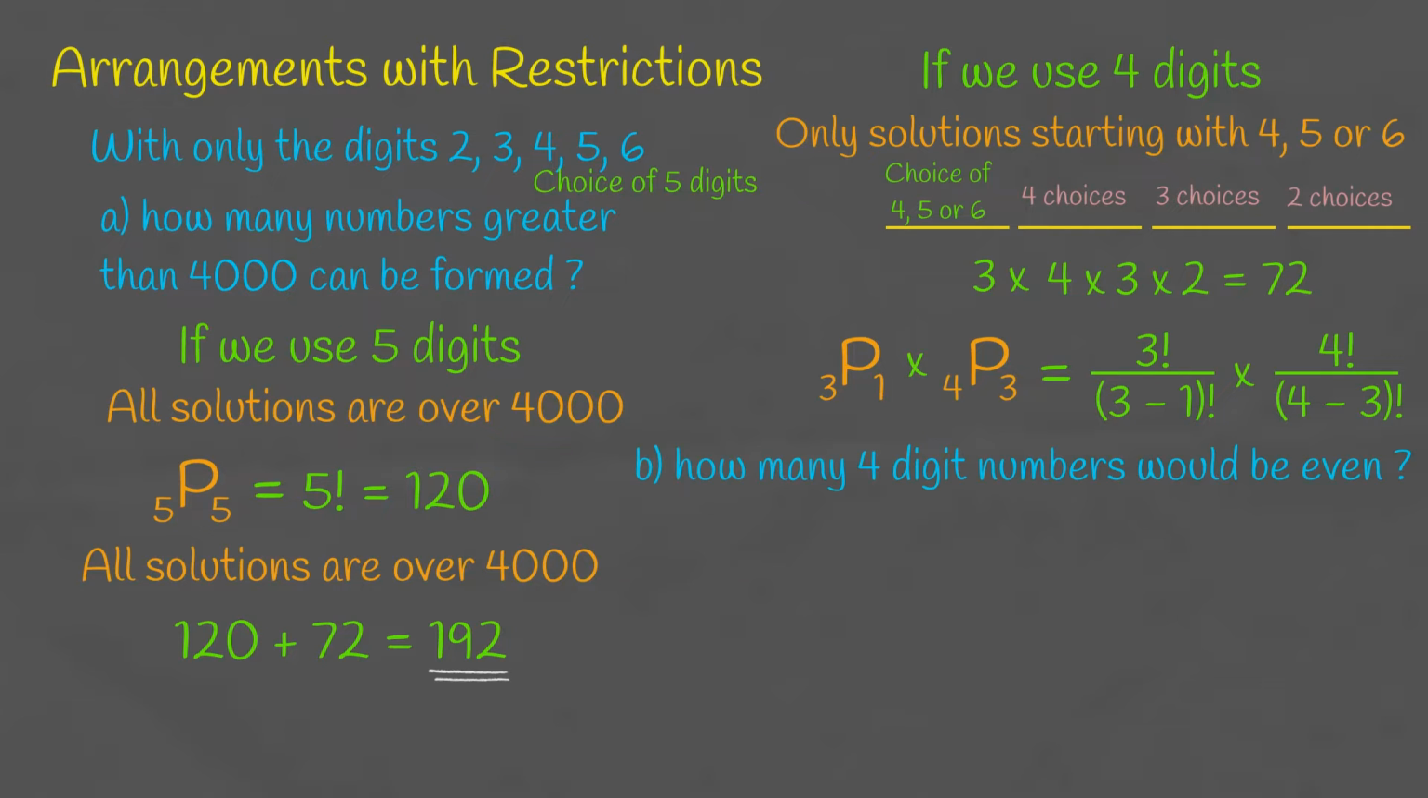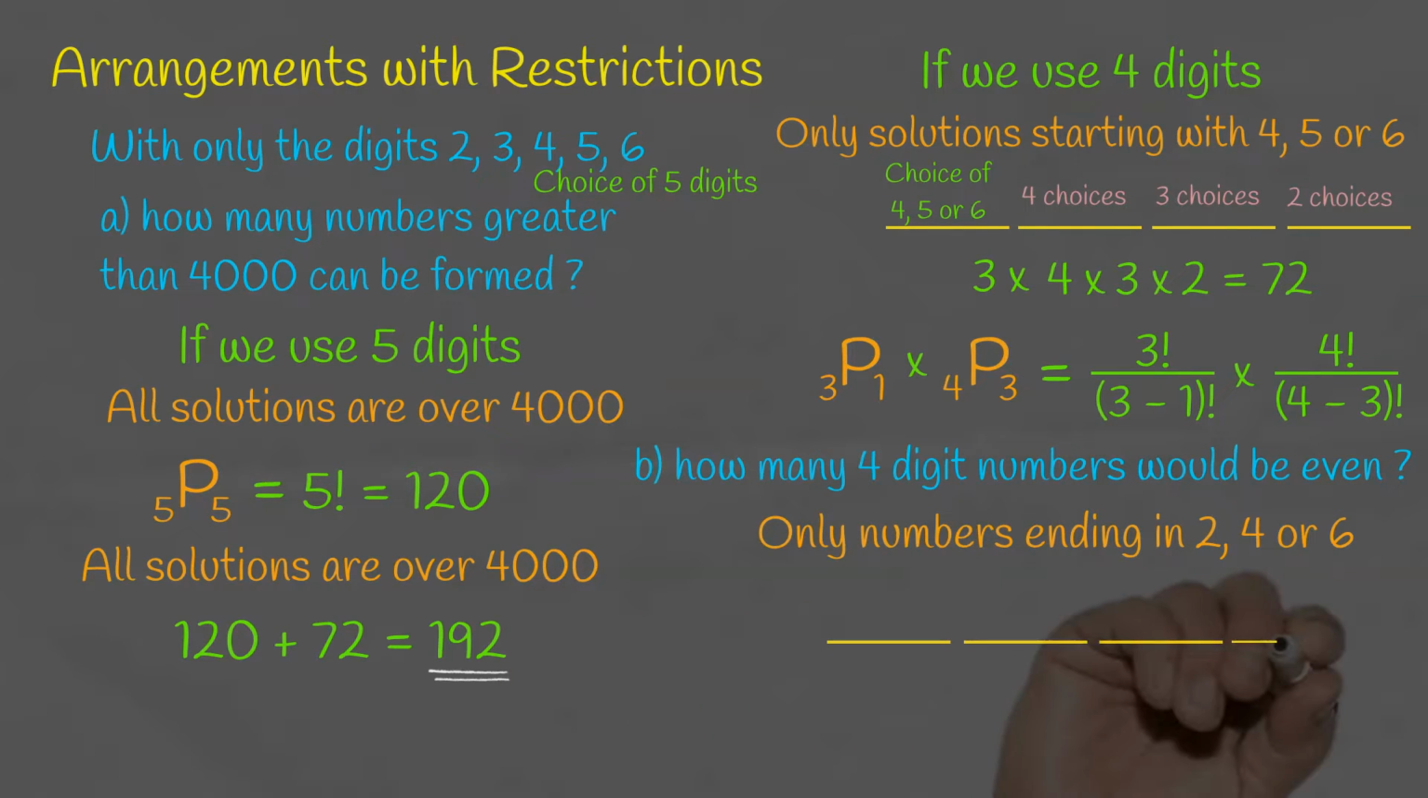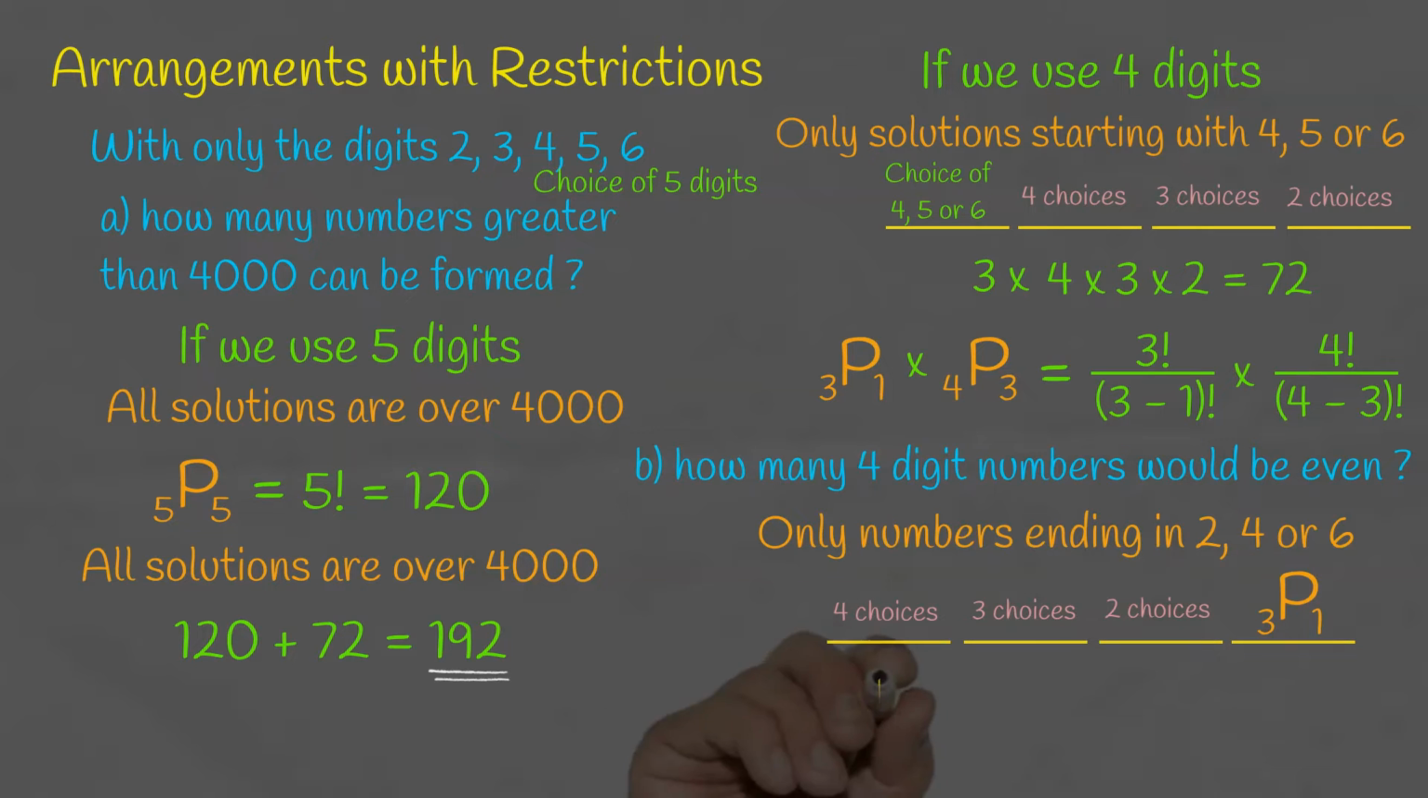In part B, it asks how many 4-digit numbers would be even. Well, only the numbers that end in 2, 4, or 6 are going to be even. So for the last digit of the 4 numbers, we can write 3P1. And then we have 4 choices for the first number, 3 for the second, and 2 for the third. So again, you can work it out the logical way using 4 times 3 times 2 times 3, because 3P1 is 3. Or you can work it out using the calculation, which is 4P3 times 3P1. And the answer is 72 again.